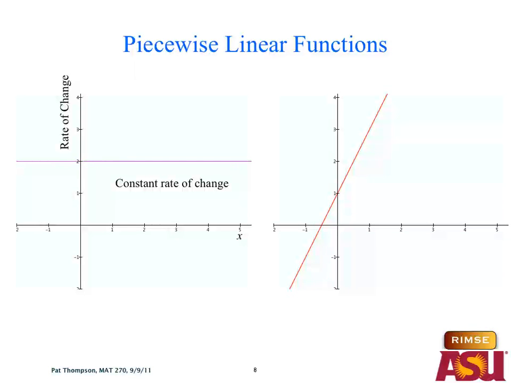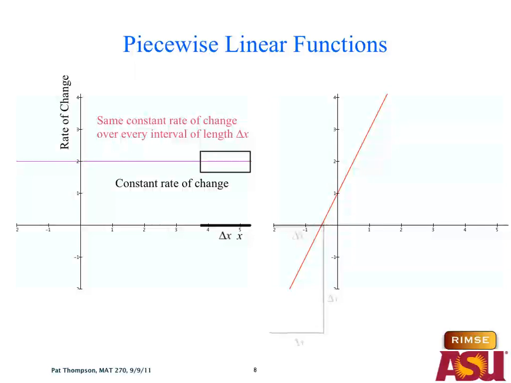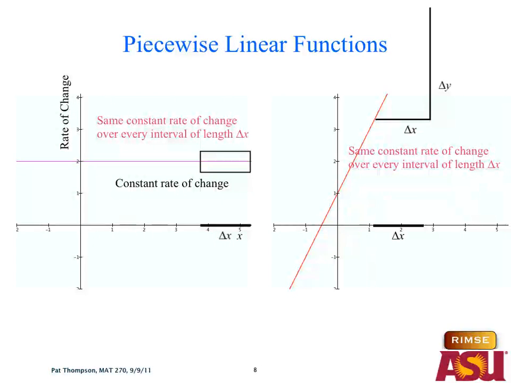So there are two different representations of a constant rate of change of 2. On the left, the vertical axis is the value of the rate of change. On the right, that vertical axis is this quantity that's changing. So in both cases, for a delta x, you're showing that it's constantly 2. Same constant rate of change over every interval of length delta x. And over here, we're showing the same thing, just in a different way.